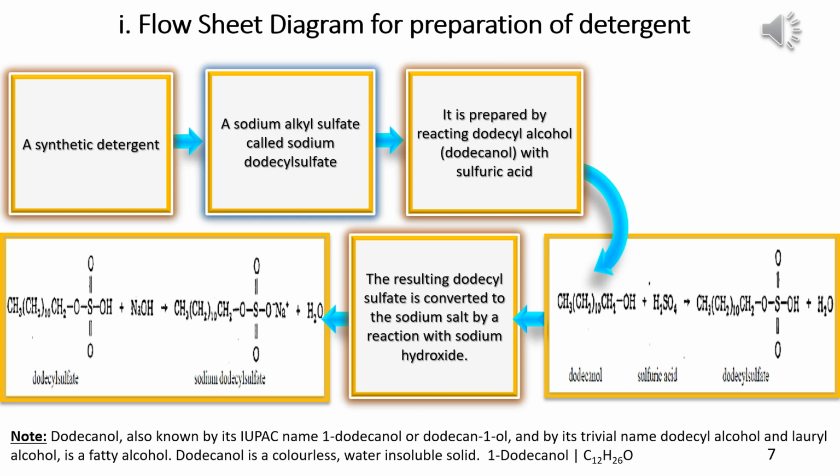The formula of 2-decanol is C12H26O. It is also called 1,2-decanol, it is colorless, and it is insoluble in water, or it is also called a water insoluble solid.